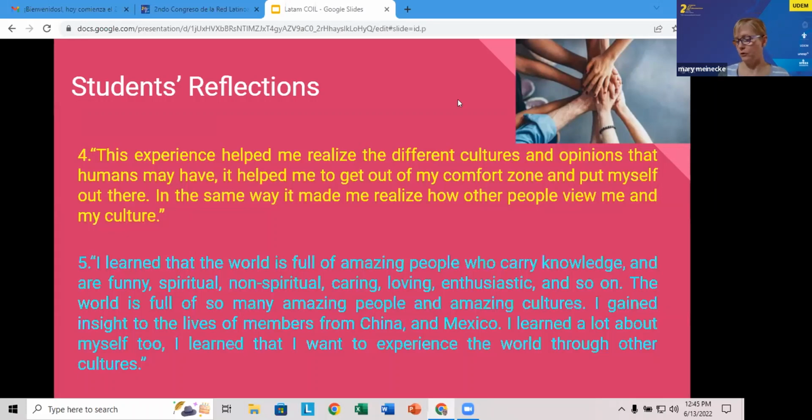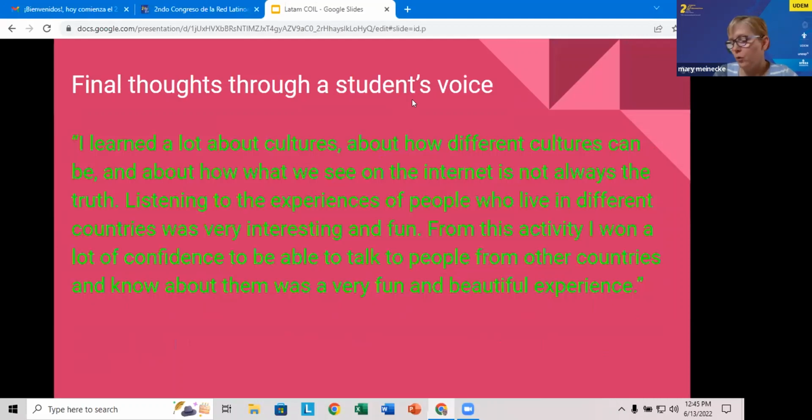All 5 quotes are wonderful quotes to show us what the students feel in their own words about the COIL collaboration. Now, here's one final thought through a student's voice. Here's what the student said. I learned a lot about cultures, about how different cultures can be, and about how what we see on the internet is not always the truth. That part I loved. Listening to the experience of the people who live in different countries was very interesting and fun. From this activity, I gained a lot of confidence to be able to talk to people from other countries and know about them. It was a very fun and beautiful experience.